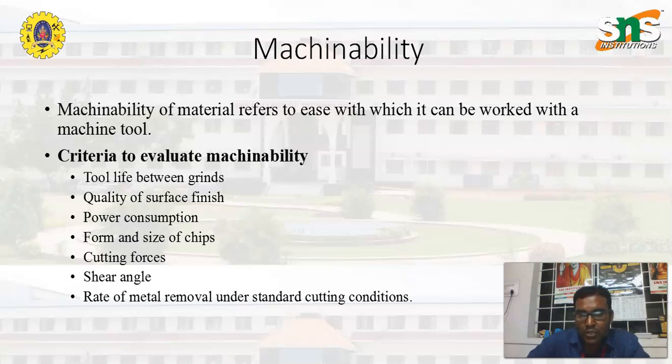Next, we will discuss what machinability is. Machinability of a material refers to the ease with which it can be worked with a machine tool. Some of the criteria to evaluate machinability are tool life between grinds, quality of surface finish, power consumption during the machining process, form and size of the chips produced, cutting forces, shear angle, and rate of metal removal under standard cutting conditions.